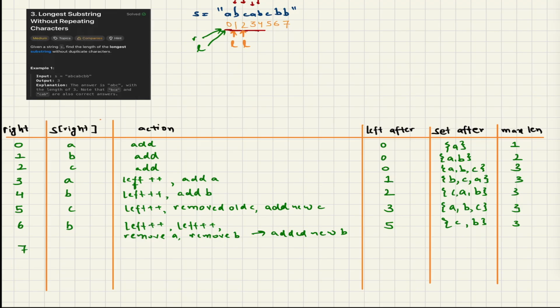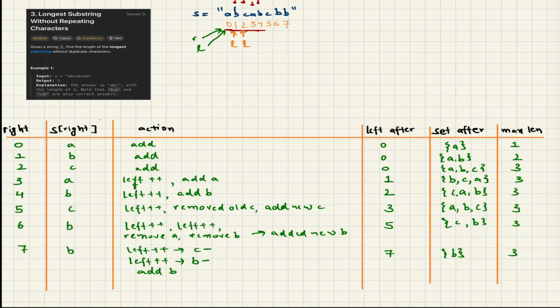Now my R moves. S of 7 is nothing but again B. Does B exist in my table? Yes, it exists. So I'll again do left plus plus. This removes C, and then since B exists, I'll again do left plus plus. So this removes B. Now does B exist in my table? No, it does not exist. So I'll add this new B. Since I've done left plus plus twice, my left becomes 7. My set has the new last B character and the maximum length till now was 3.